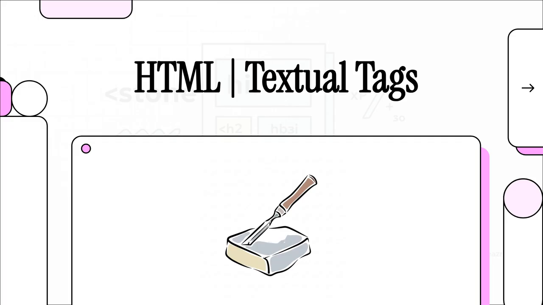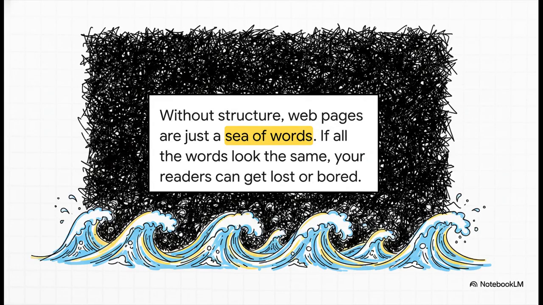We're diving into the textual tags. These are the real tools that let us turn a giant wall of text into a story that actually makes sense. So this is what we're starting with. If you just dump text onto a page, you get, well, this, a sea of words. It's kind of like trying to read a book that has no chapters, no paragraphs, nothing. You can't skim it, you can't really make sense of it.